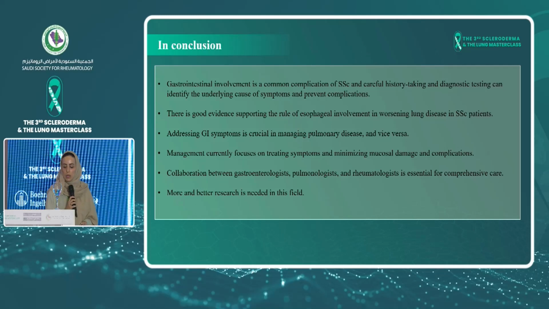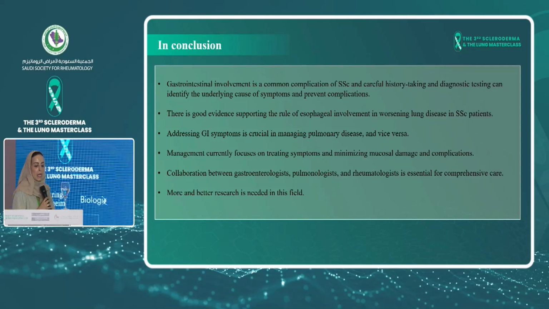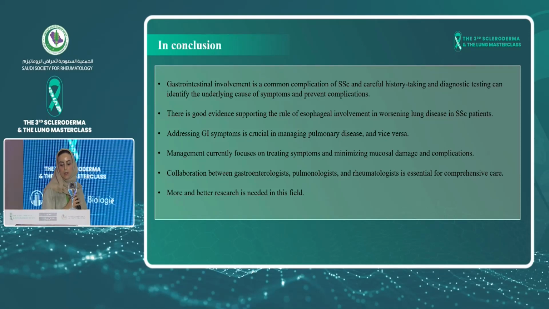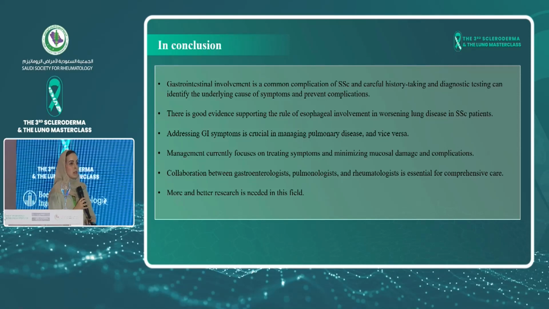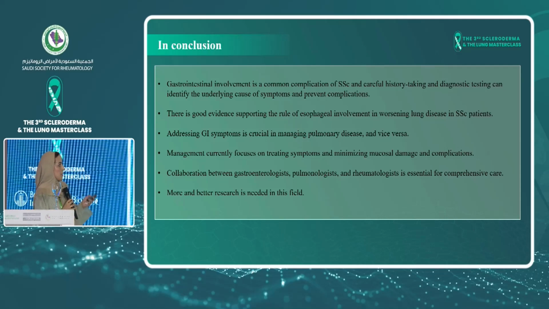So in conclusion, GI involvement is a common complication of systemic sclerosis, and careful history taking and diagnostic testing can identify the underlying cause of symptoms and prevent complications. There is good evidence supporting the role of esophageal involvement in worsening lung disease in systemic sclerosis patients. Addressing GI symptoms is crucial in managing pulmonary disease and vice versa. So early diagnosis and detection of these patients is very important.